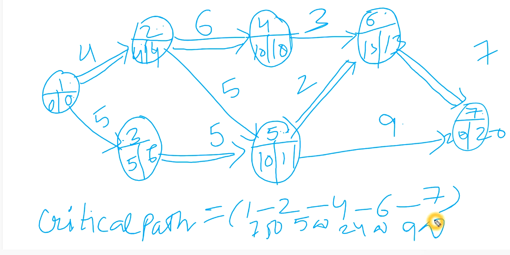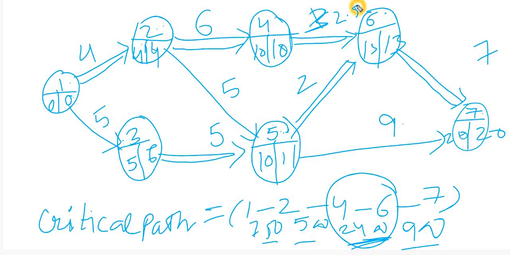Now as you can see, here we have already crashed almost all the activities. So the only activity left is 4 to 6. We have crashed 1 to 2, we have crashed 2 to 4, we have crashed 6 to 7, so we are left with 4 to 6 only. So we'll crash this activity. So by crashing 4 to 6, the new time is 2.5. So here I'm writing 2.5.